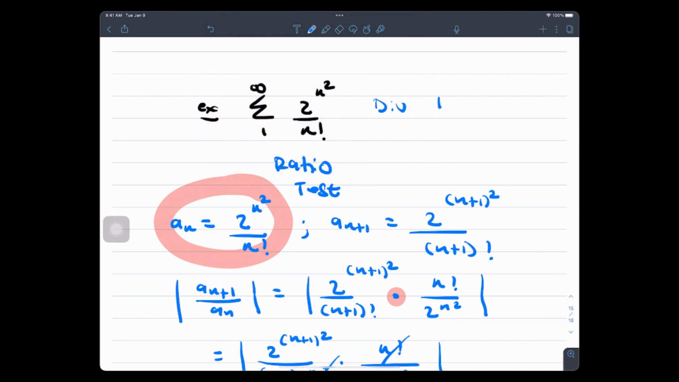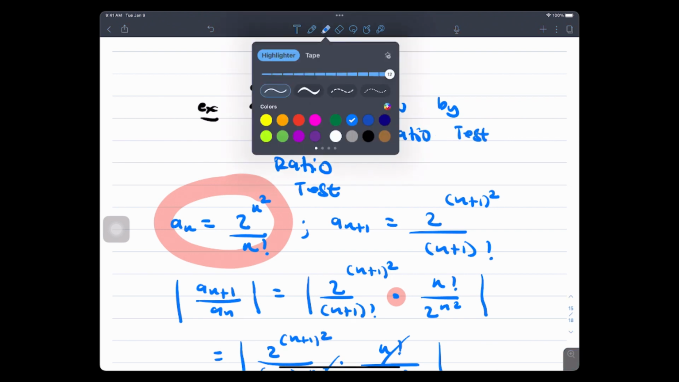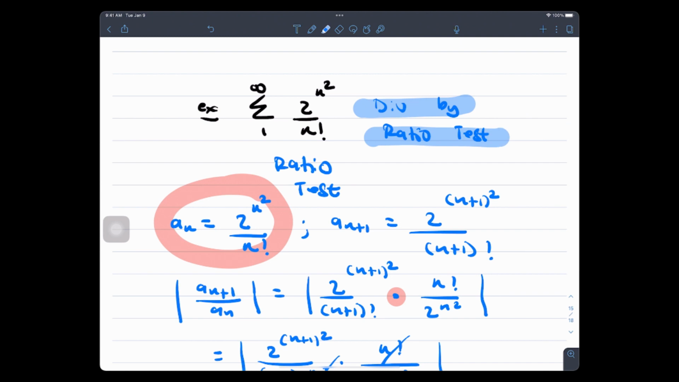It's divergence by the ratio test. So be careful. I want you guys to compare and contrast. It's divergence by the ratio test.